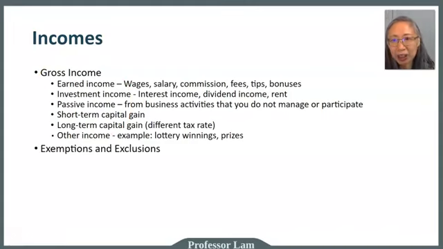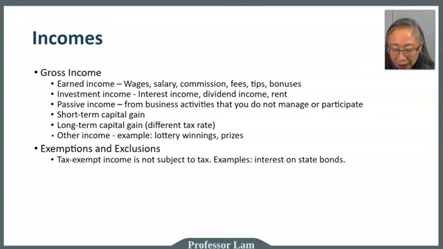There are exemptions and exclusions. These are things that will reduce your adjusted gross income. Tax-exempt income is not subject to tax. A very common example is income on municipal bonds. Municipal bonds are bonds issued by various states, and so these are tax exempt. Tax exempt means that they will never be taxed.